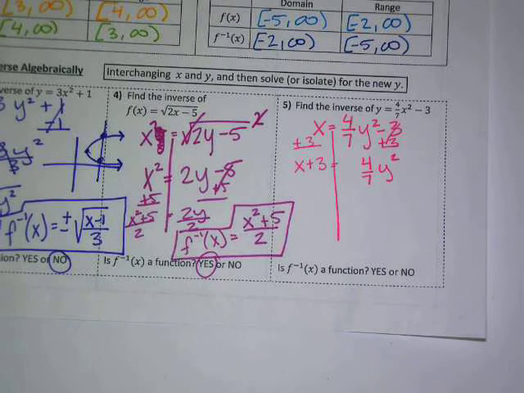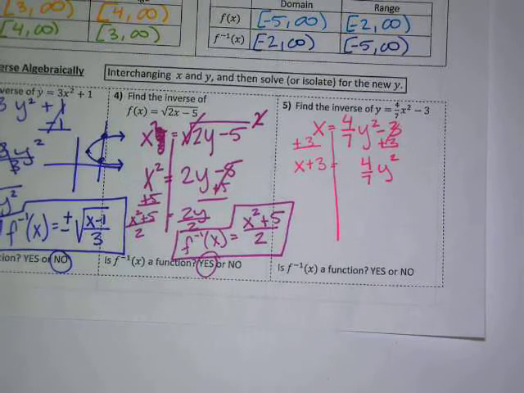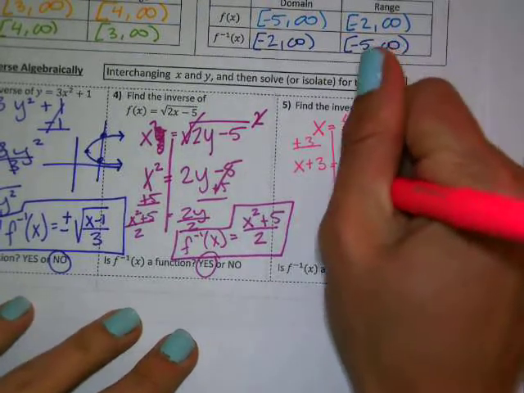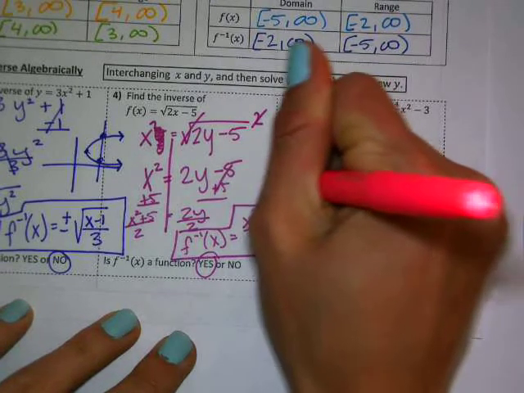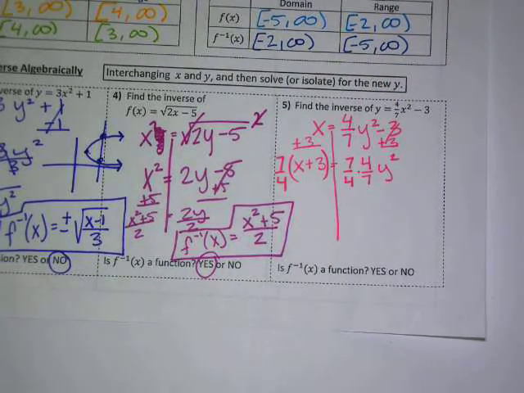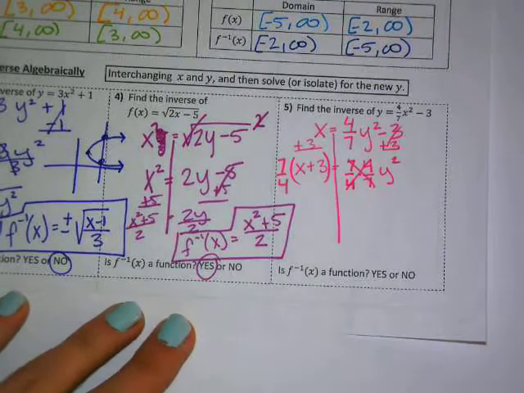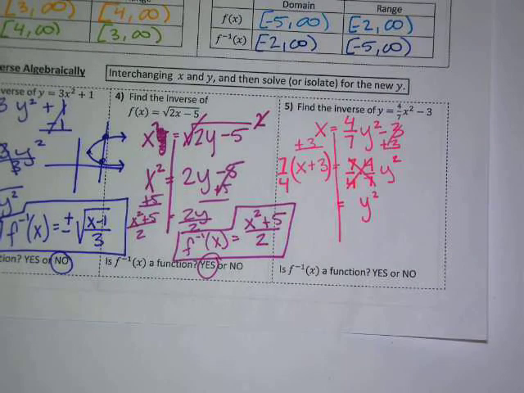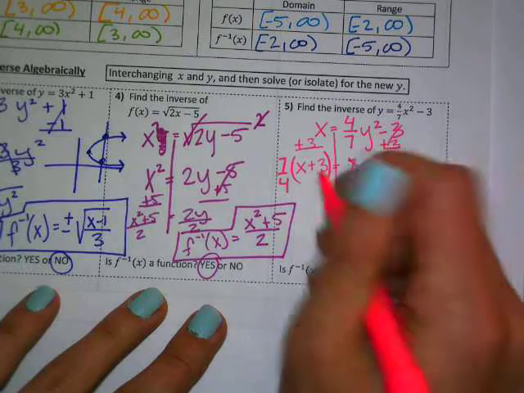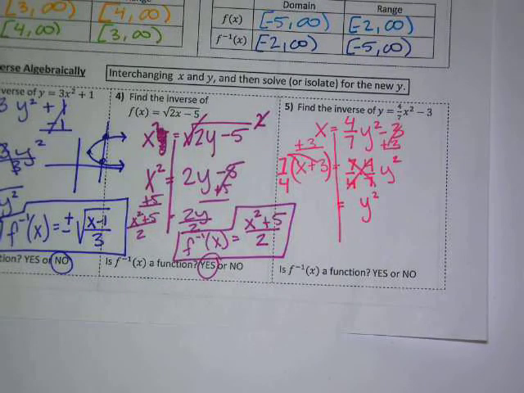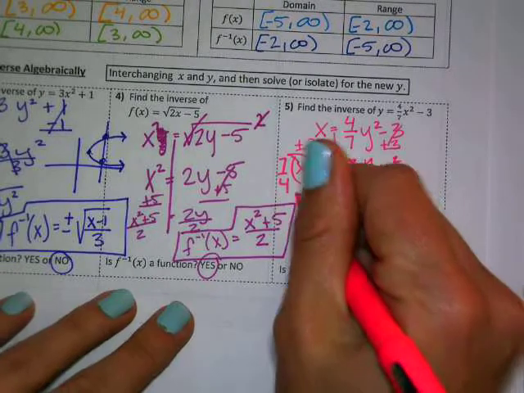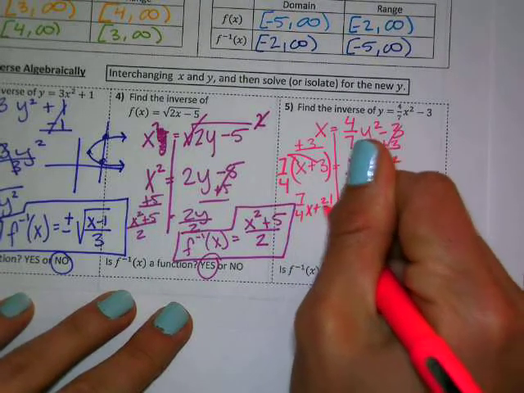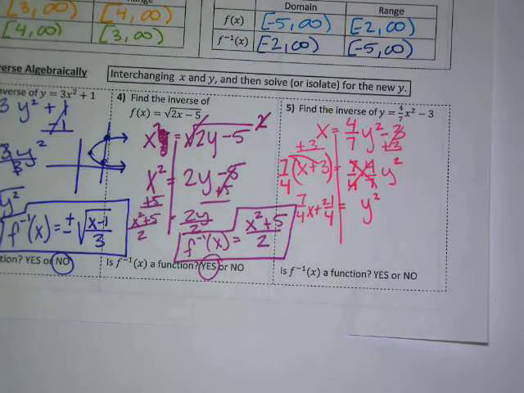All right, how do I get rid of the 4 over 7? Multiply by 7 over 4, the reciprocal. So I'm going to multiply both sides by 7 over 4. So that guy goes away. I'm going to multiply my 7 over 4 out just to make it look a little bit neater. So I get 7 over 4x plus 21 over 4. Does that make sense?